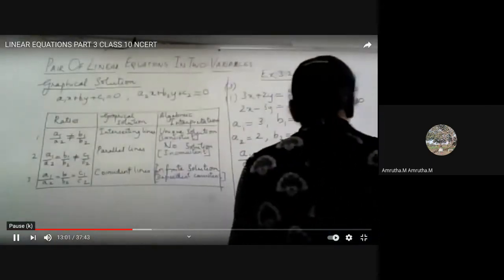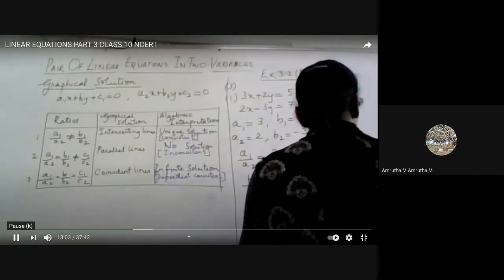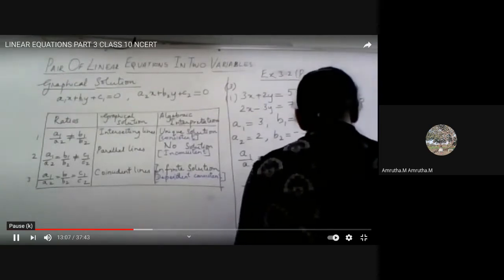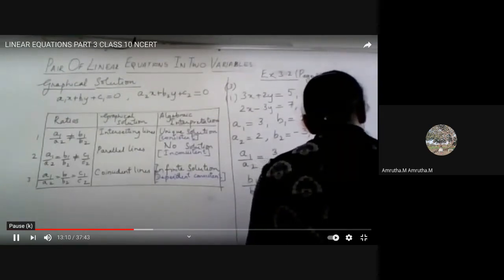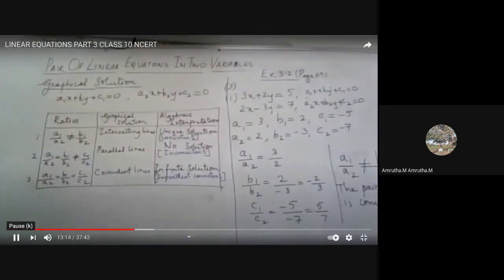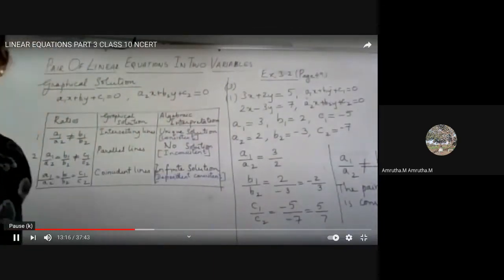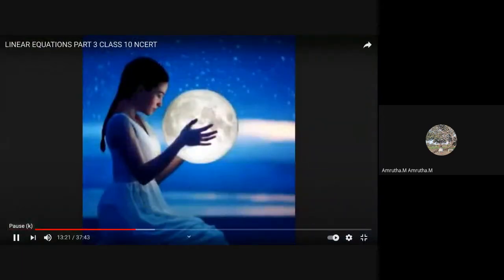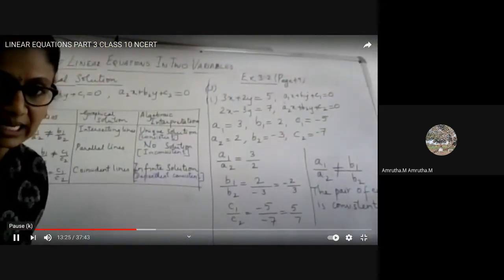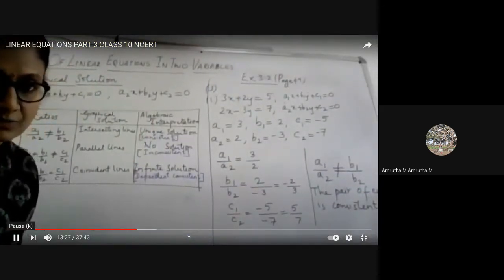The question was: find out whether the following pair of linear equations are consistent or not. The pair of equations is consistent. So this is how you will complete the problem. Once you show that A1 by A2 is not equal to B1 by B2, you should be able to say they form a consistent set of equations. So many people get added only. At the end of the class, I will be adding.